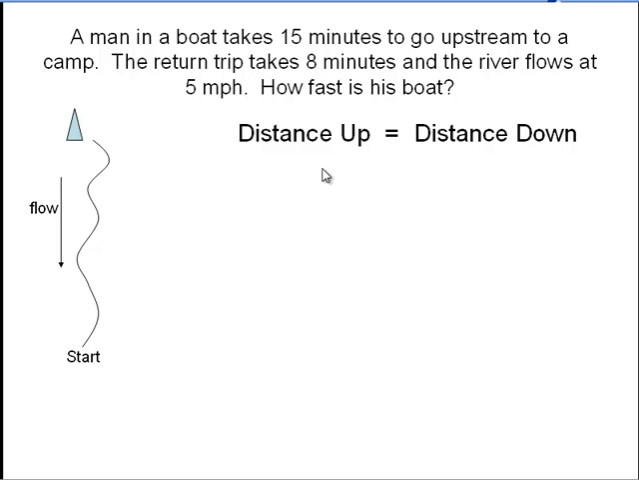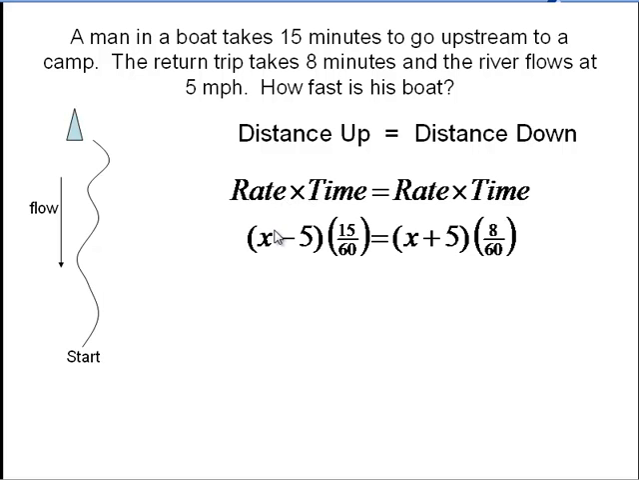Now, to find distance, we need a rate and a time. So, going upstream, we have a rate and a time. And going downstream, we have a rate and a time. Whatever our rate is, we need some variable for our rate, and we're going to subtract 5 if we're going upstream, because that's the river. And then our time is 15 over 60ths, because there are 60 minutes in an hour. We need to convert to hours.